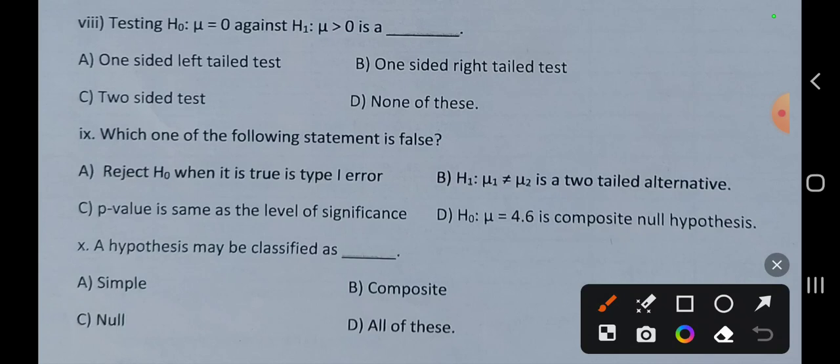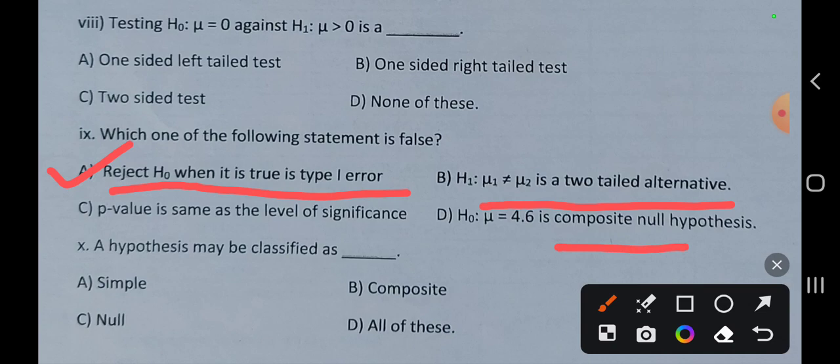See, what are the options? The first option is reject H0 when it is true. So it is a type 1 error. This is correct. What about the second? H1: mu1 not equal to mu2 is a two-tailed alternative. See, this is also correct because mu1 is not equal to mu2. What about option D? Mu equal to 4.6 is a composite null hypothesis. Why is it called a composite null hypothesis? Because the variance is unknown in this case. Therefore, this is also a correct statement.